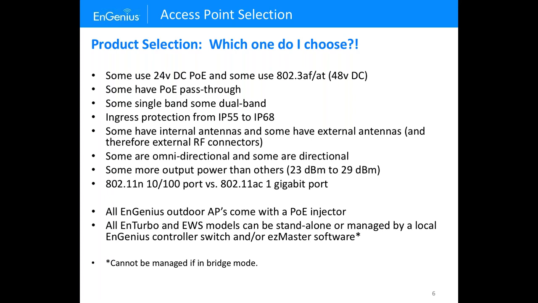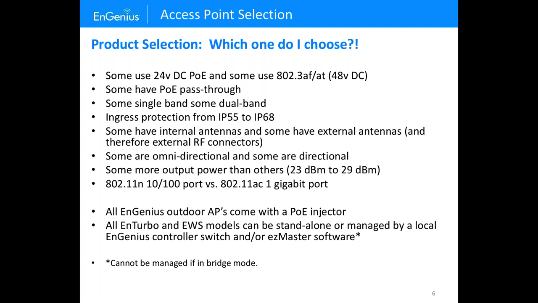Important to point out, if you're getting an outdoor AP from Ingenius, doesn't matter which model, it comes with a PoE injector. That might mean a 24-volt proprietary PoE injector, or if the model takes a 48, it's a 48-volt PoE injector. Whatever it takes to power the device, it's included.